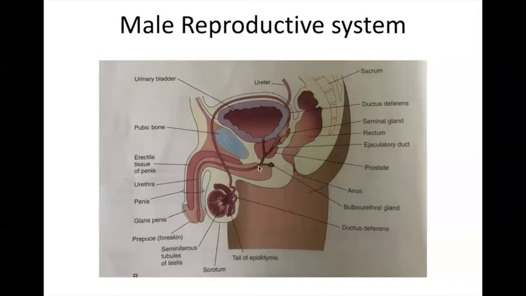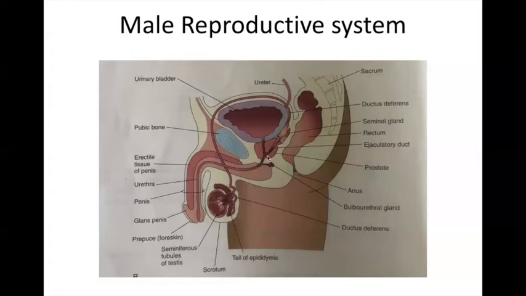Now, you'll notice that both of these dump into the urethra, and so does the urinary bladder. But interestingly, once the male gets an erection, this portion of the urethra is blocked off, so no urine can actually get through. The only thing that can come through once the male is erect is the semen. The seminal urethra remains open.